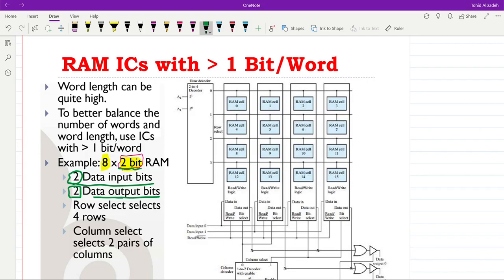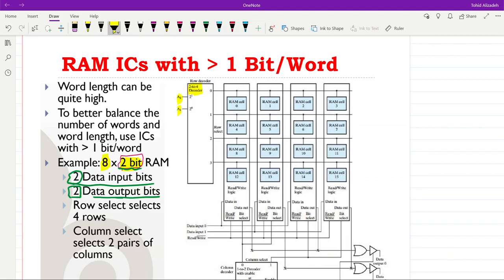For the row select, we will use a 2 to 4 line decoder. So with this 2 to 4 line decoder, with A2 and A1 address lines over here, one of the 4 rows that we have will be selected.